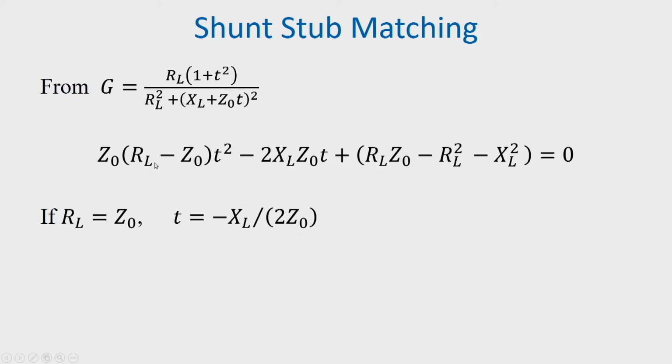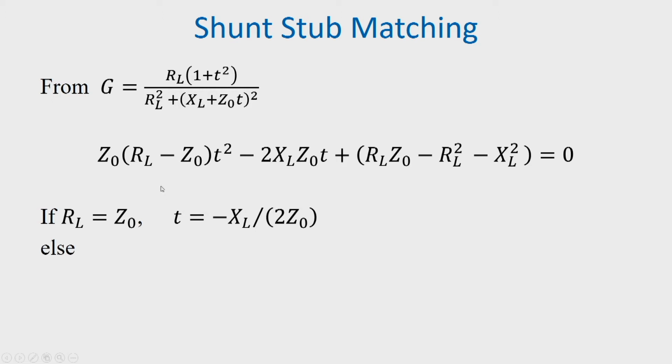Now, here you note that if RL is equal to Z0, then this term becomes 0. That means if the real part of the load impedance is the same as the characteristic impedance of the line to which it is to be matched, then we get a very simple solution for T, which is minus XL by 2Z0, because this RL Z0 will get cancelled with RL square. So, we will essentially have minus XL square divided by 2 XL Z0, and this will give us T equal to minus XL by 2Z0.